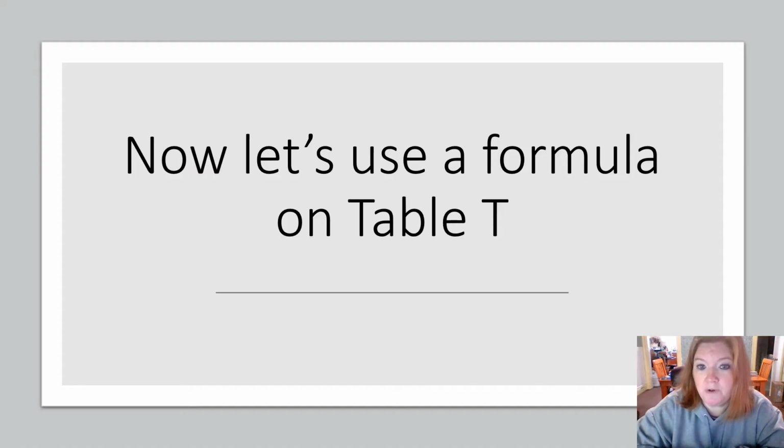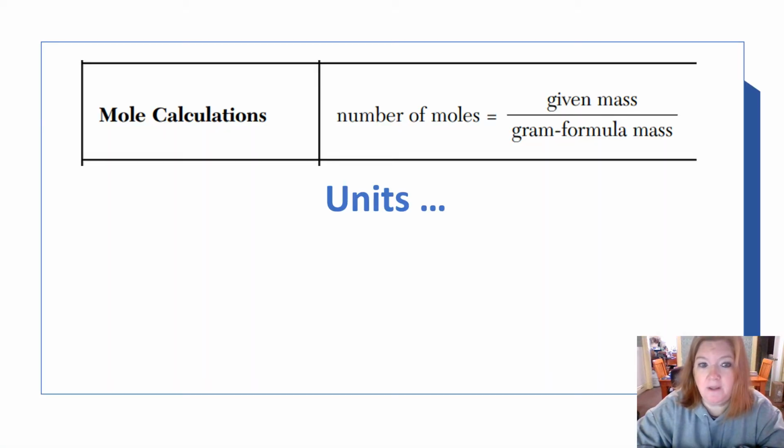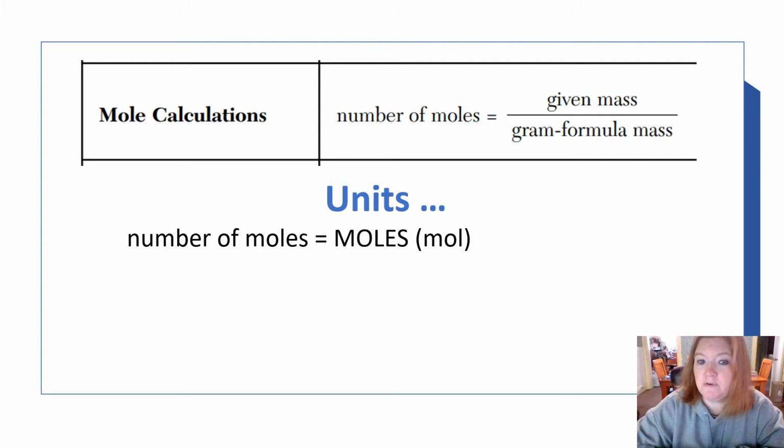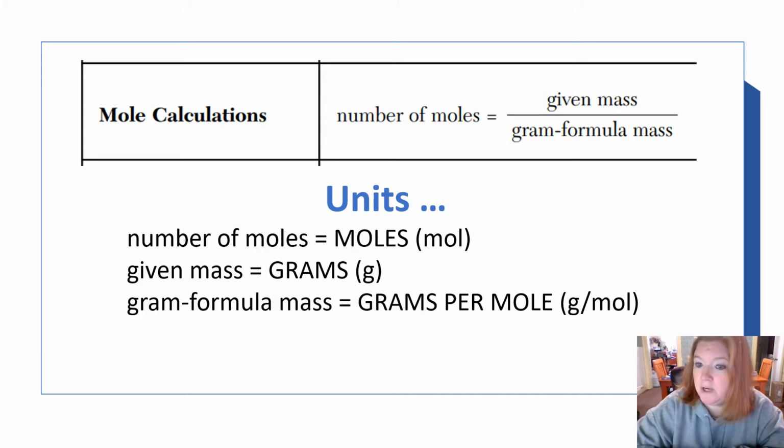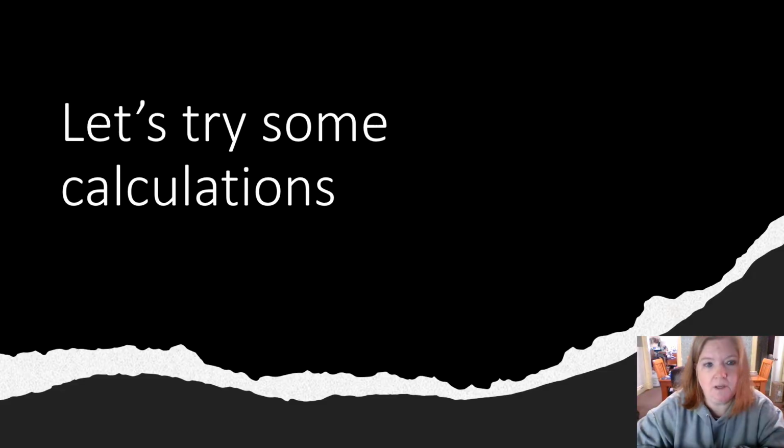So we're going to use a formula on Table T today. It's this formula. So the units, remember, for moles is moles. For mass is grams. And for gram formula mass, it's grams per mole. So let's try some calculations with that.